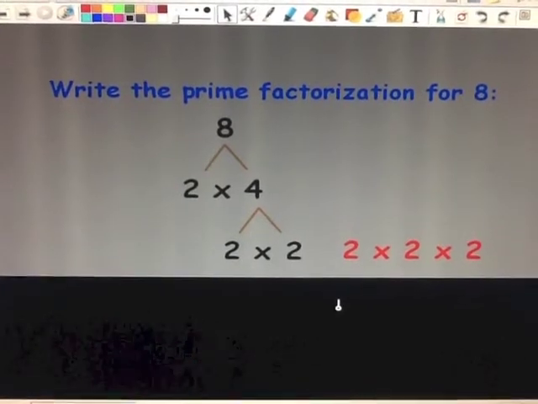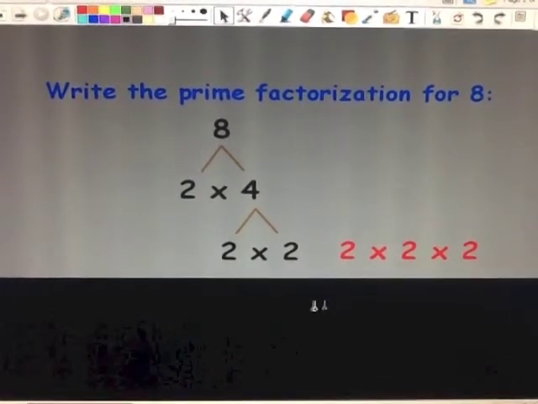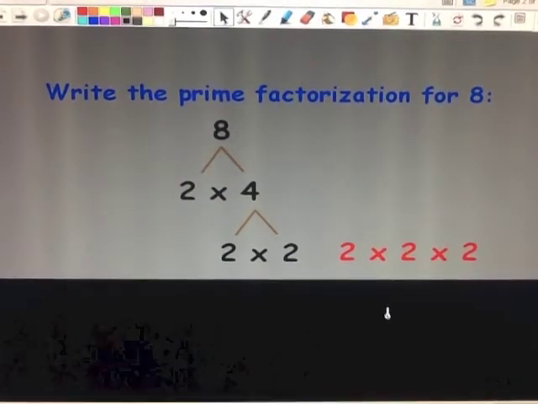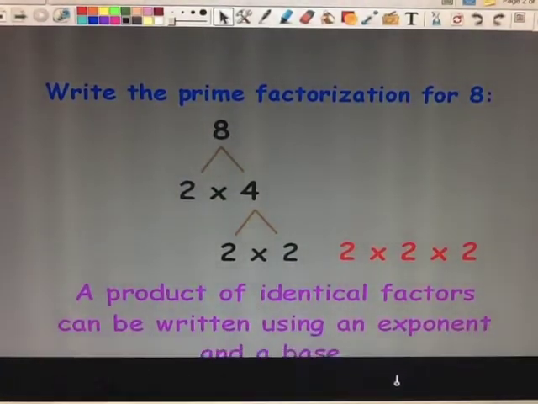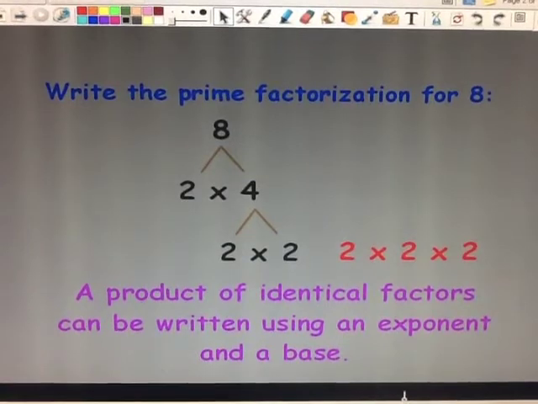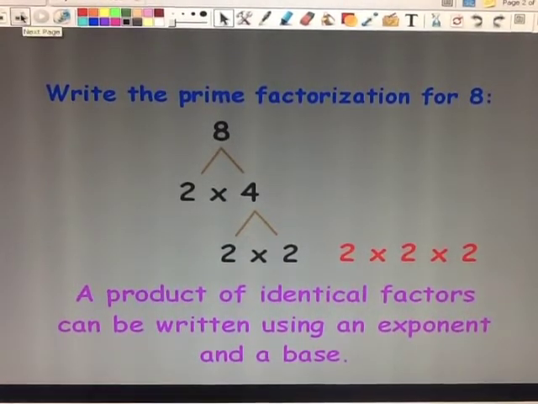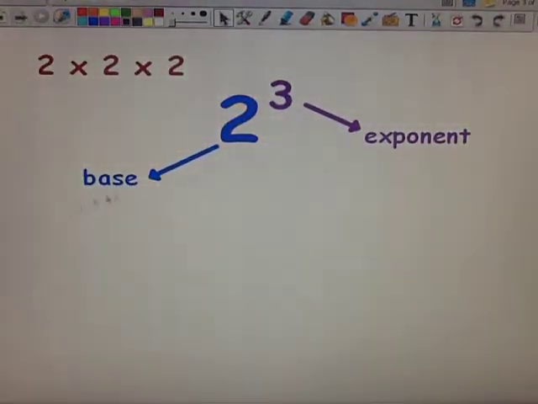What do you notice about our answer? Do you notice that there are 3 of the 2's? A product of identical factors can be written using an exponent and a base. And that's what we're going to talk about tonight. Okay, a base. You need to go ahead and write this down in your notes.